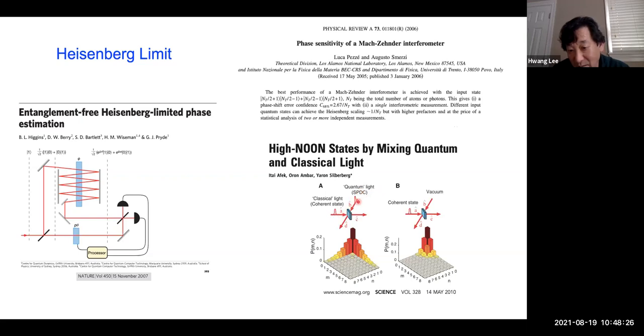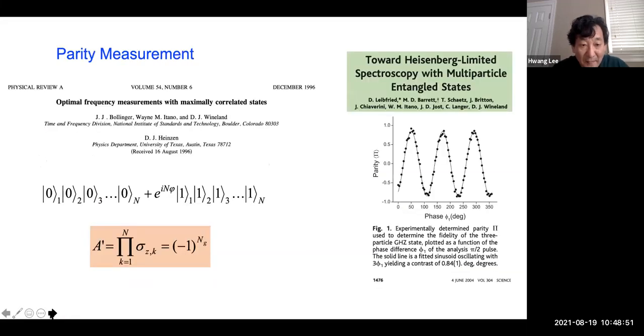So this seems very much like the Caves scheme of coherent light and squeezed light. When their average numbers of photons are the same, then the output is more like the NOON state. That's the 2010 result to make the high NOON state.